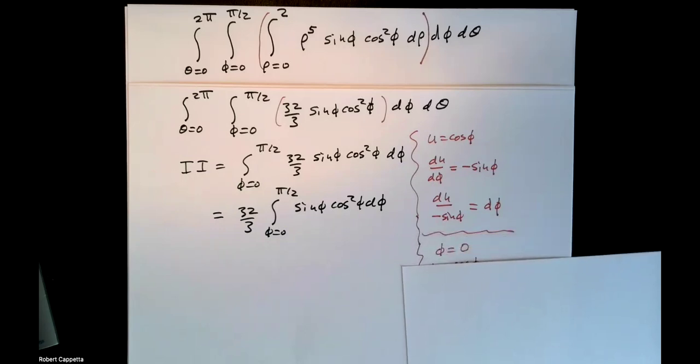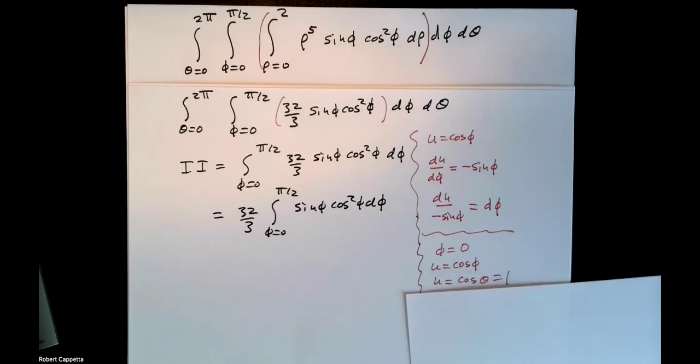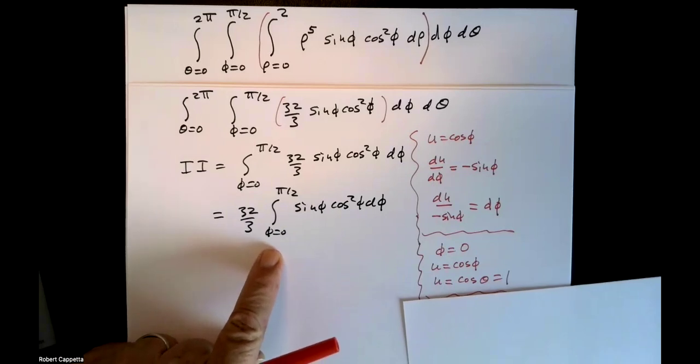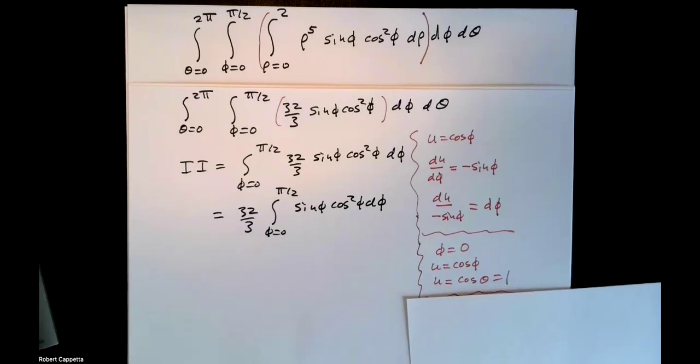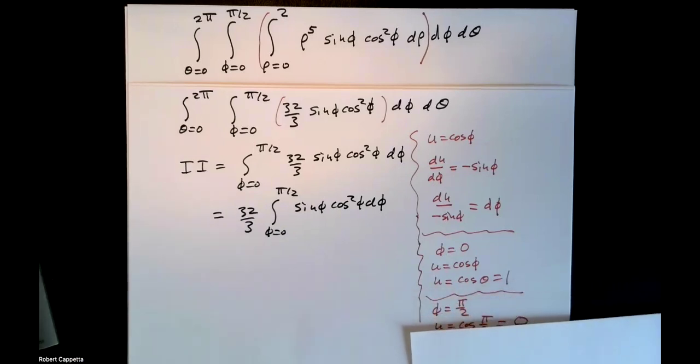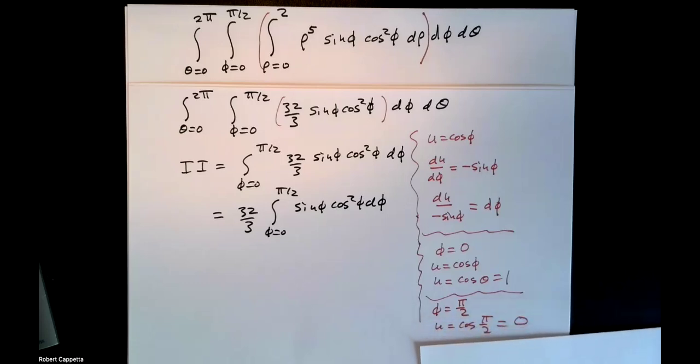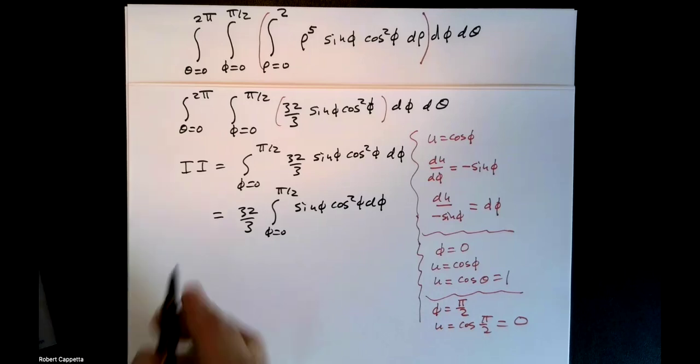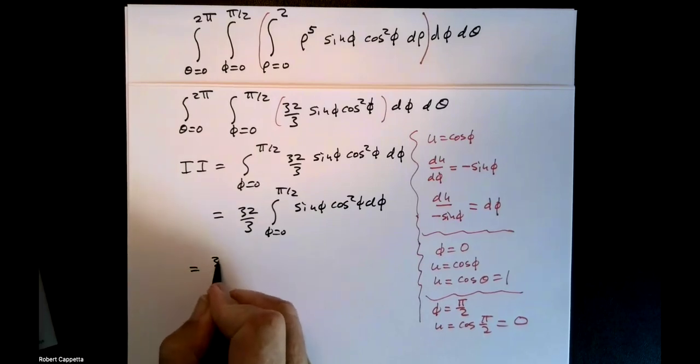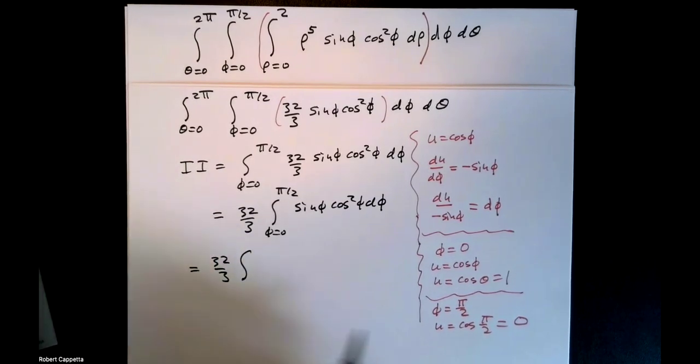So if phi is 0, u is cosine of 0, so that would make u 1. And then if phi is pi over 2, same kind of argument: u is cosine of pi over 2, which is 0. So let's make those substitutions and see where we get. We get 32 over 3. If phi is 0, u is 1. If phi is pi over 2, u is 0.